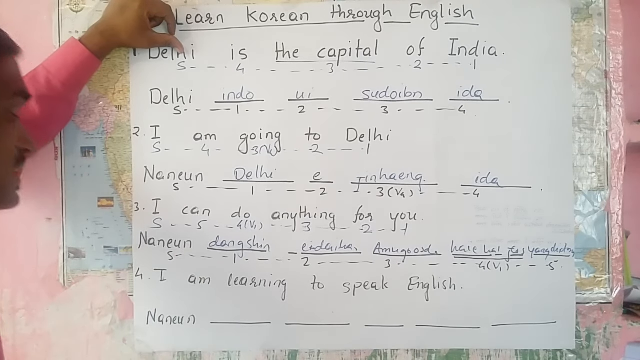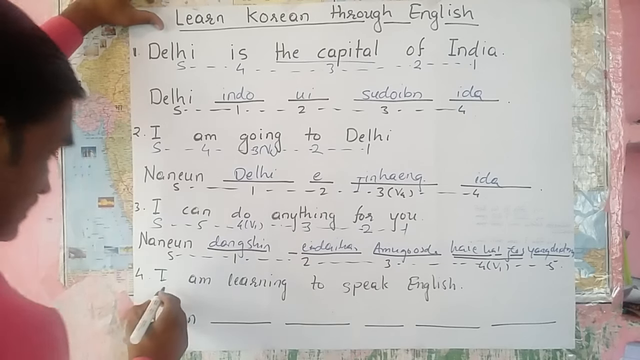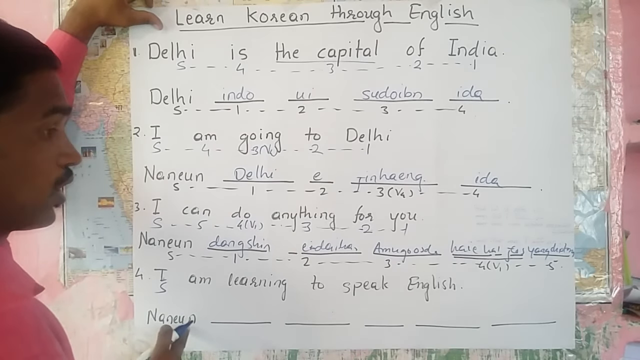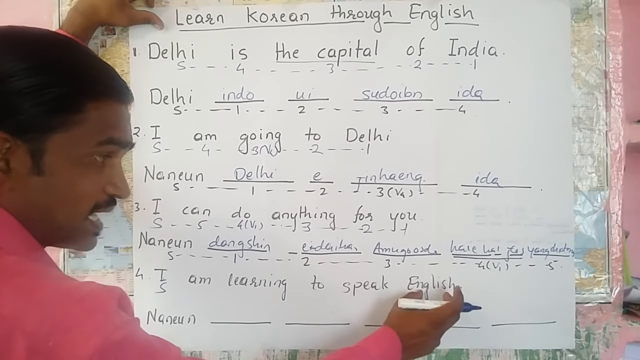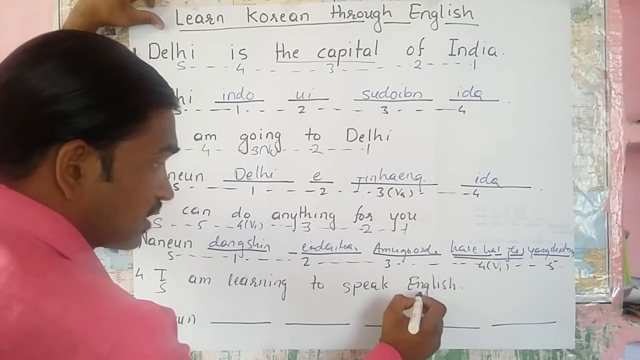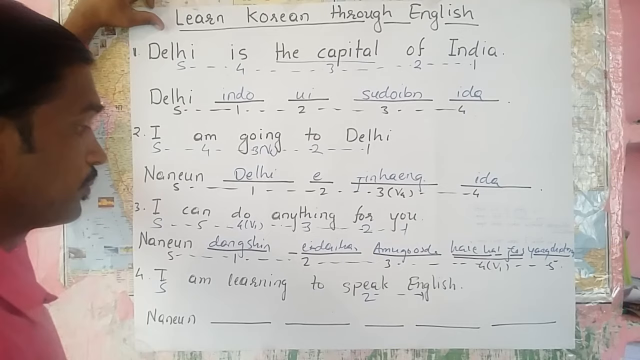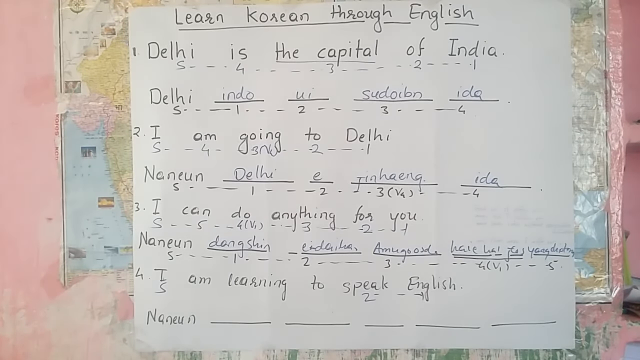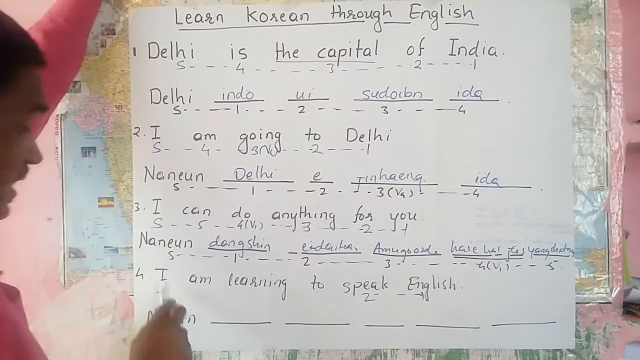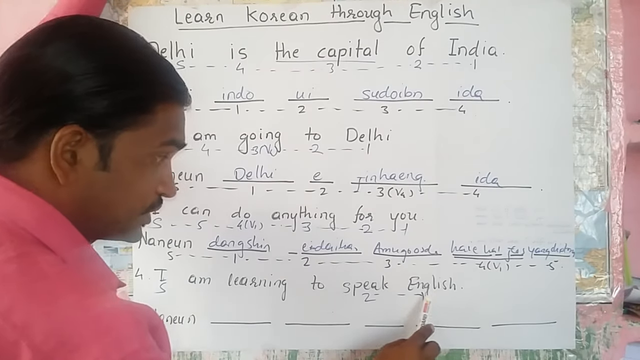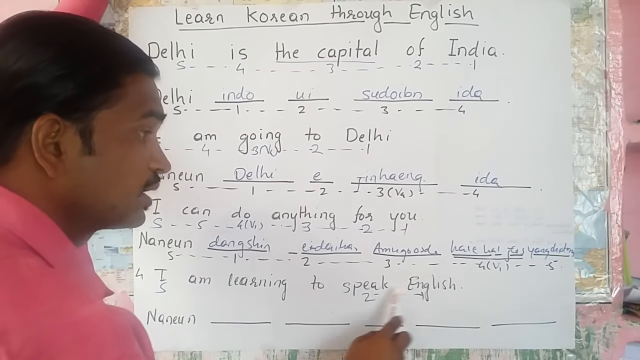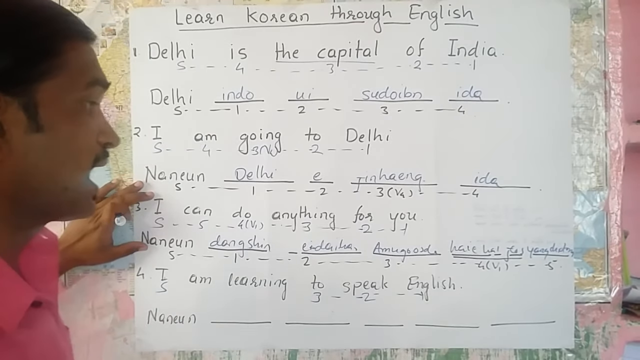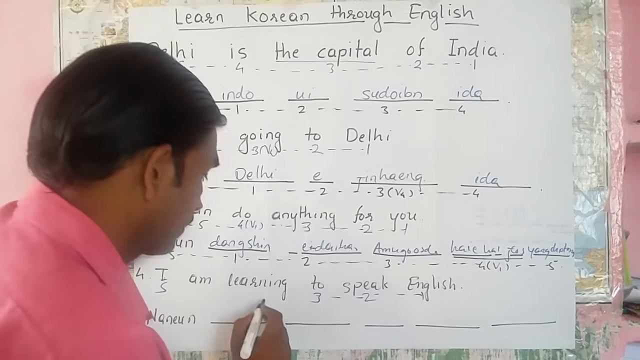Next sentence is I am learning to speak English. The subject of this sentence is I. Nanyun. At the end of the sentence, English. Nanyun, English. Before one, above two is speak. The Korean word for speak is Malhada. Before two, above three is to. E. Malhada E.